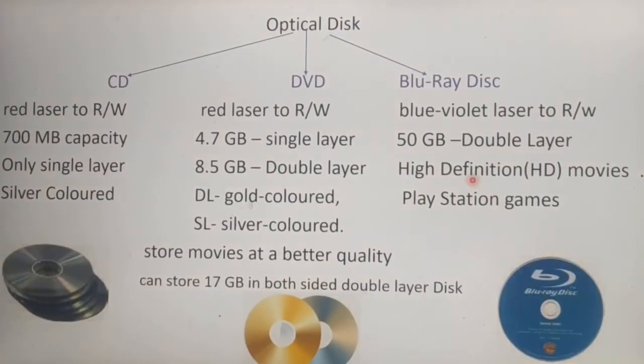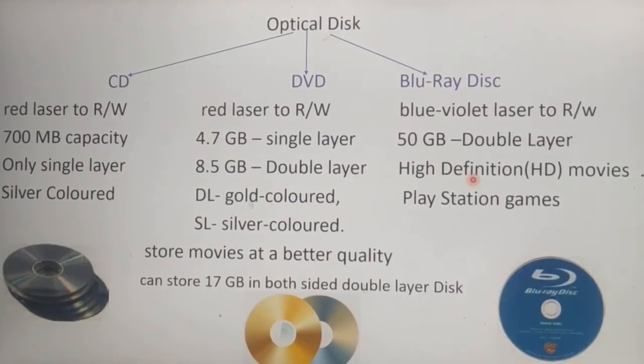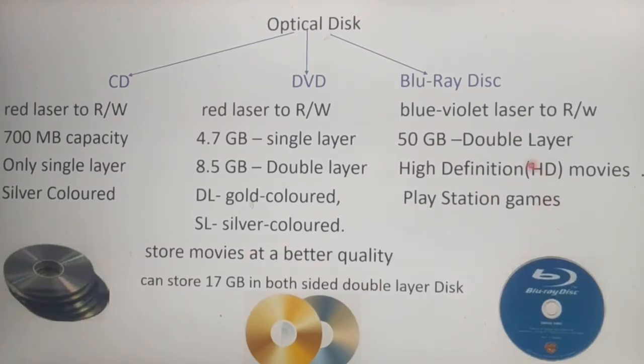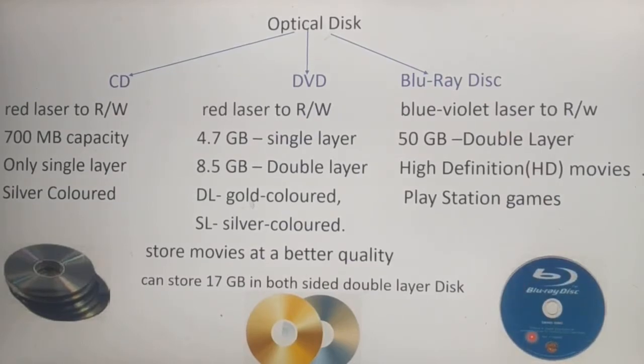Here also we have both single-sided as well as double-sided discs. In a double-sided double layer disc, we can store a maximum of 50 GB of data. So we can store high definition movies and PlayStation games, all those things, in Blu-ray disc. The image for Blu-ray disc.